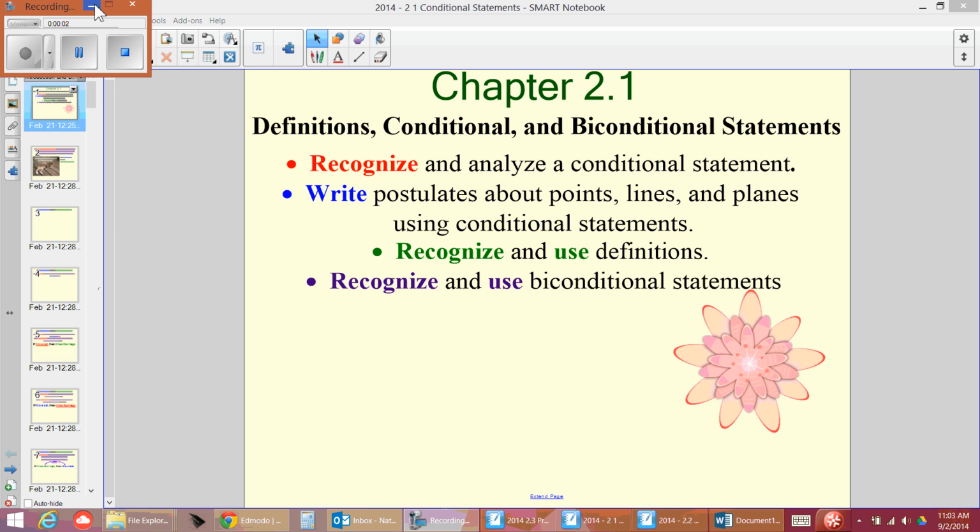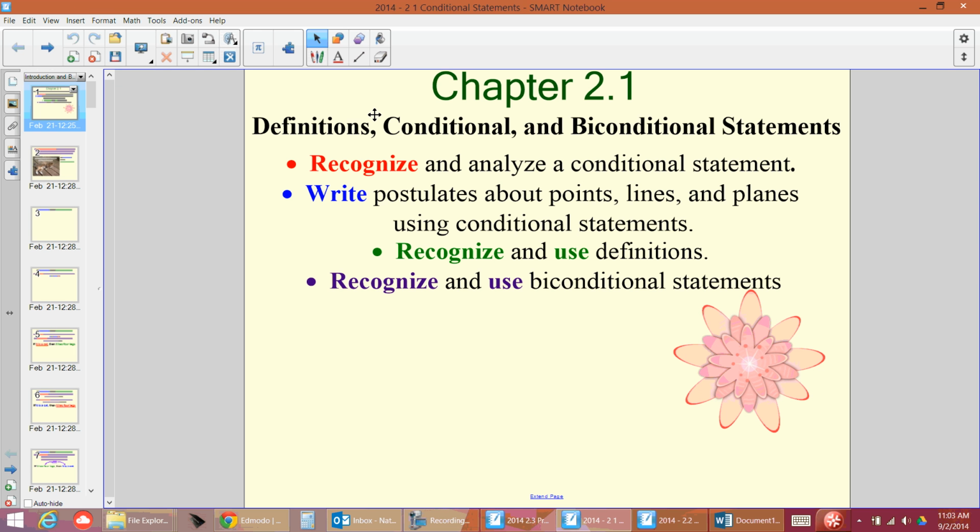All right, here's chapter 2.1 notes. Talk about conditional and biconditional statements, and talk about converse, positives, things like that. You'll see what we're talking about.